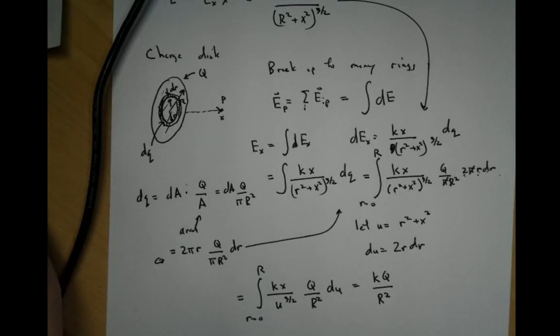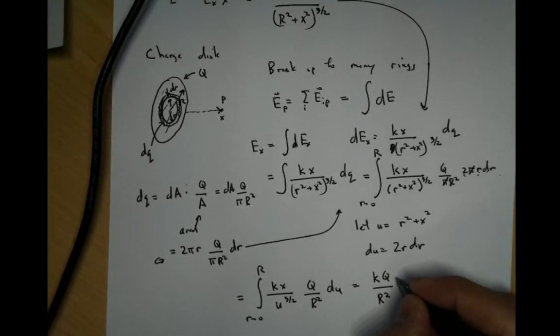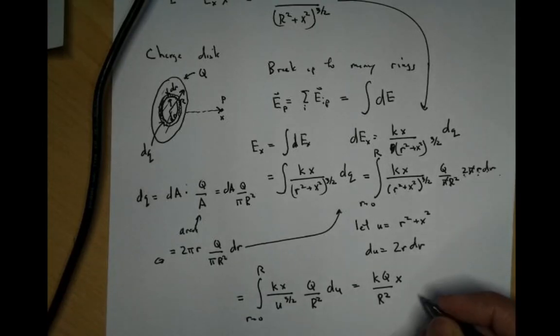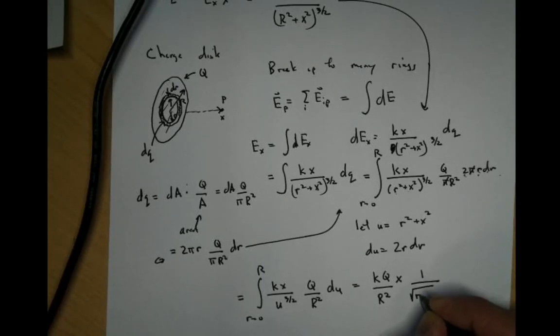Checking my notes real quick. Yeah, I made a mistake in my notes, so that's okay. I'm not making a mistake here. X. And then this is going to be equal to 1 over U to the 1/2. So it's 1 over square root of R squared plus X squared.